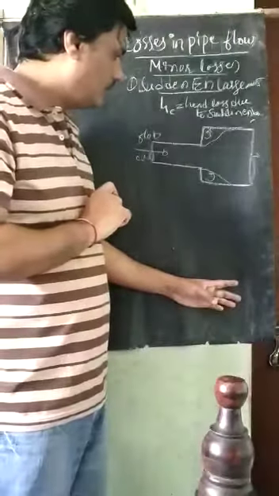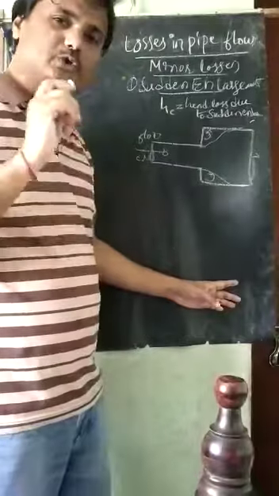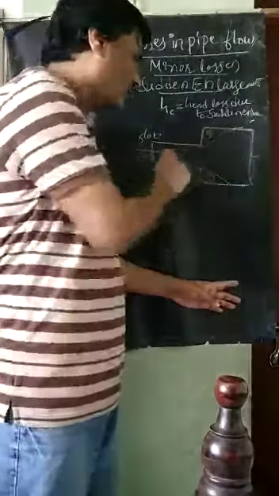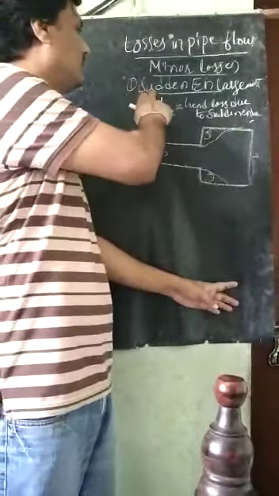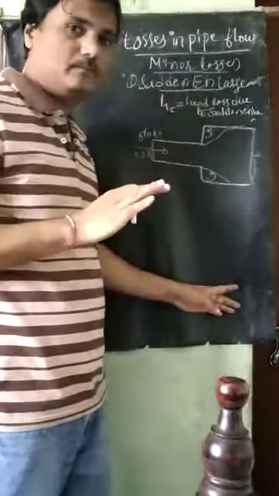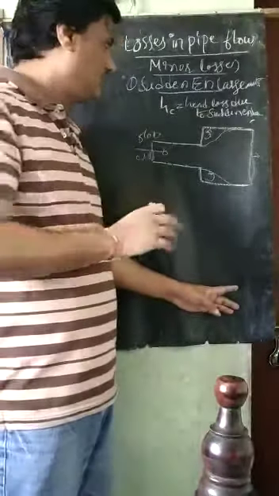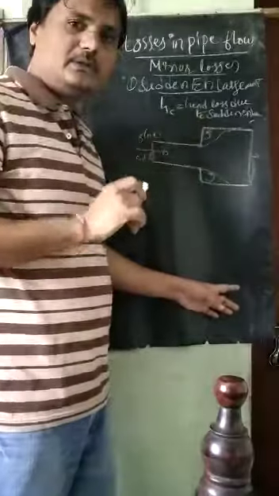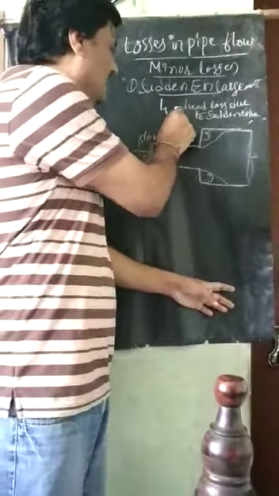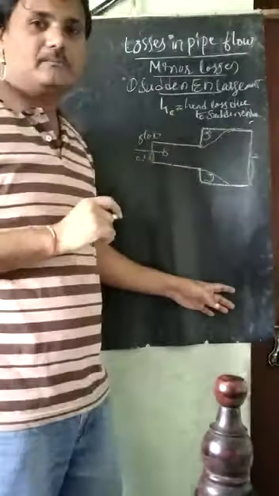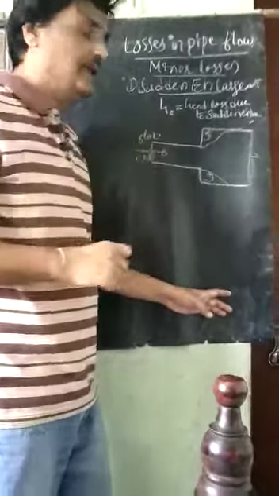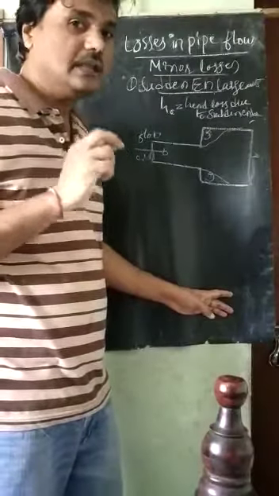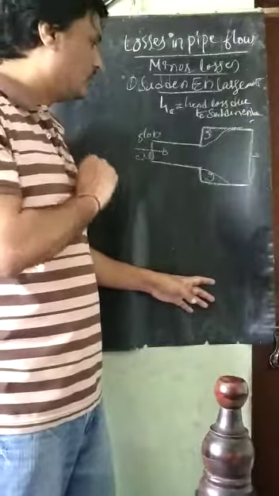Therefore, now we will take two sections to study this loss. This loss is called the sudden enlargement loss. To account for this loss, we are taking one head here, that is called HE. E indicates enlargement. This HE is the head loss due to the sudden enlargement.